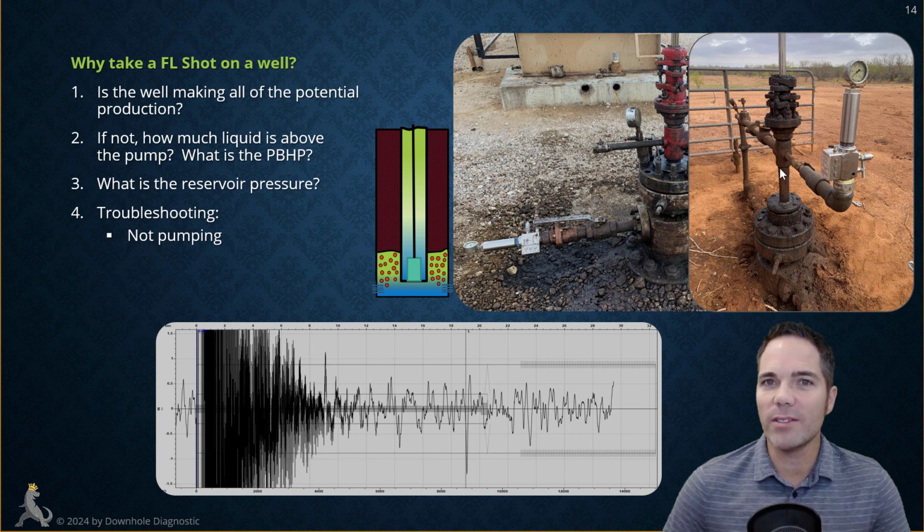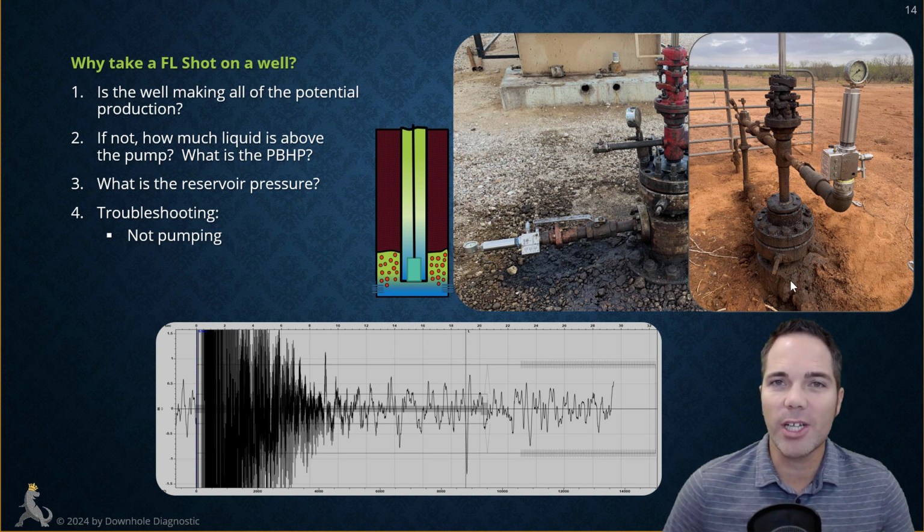Or maybe the well's not pumping. You might take a fluid level shot down the backside and find that there's no liquid in the well, and that's why it's not pumping. So you can use fluid level shots for troubleshooting wells when they're not acting the way that you expect.